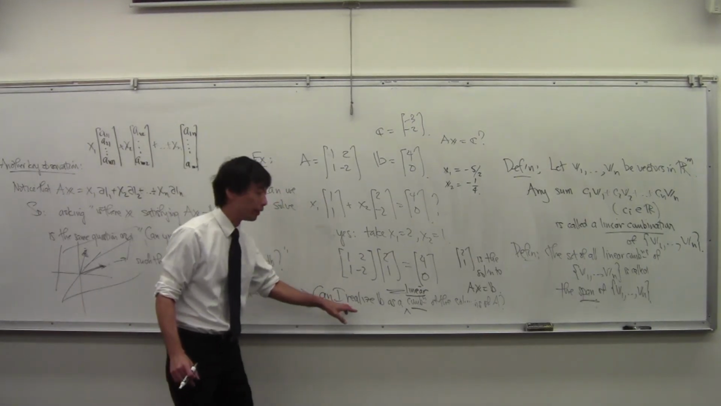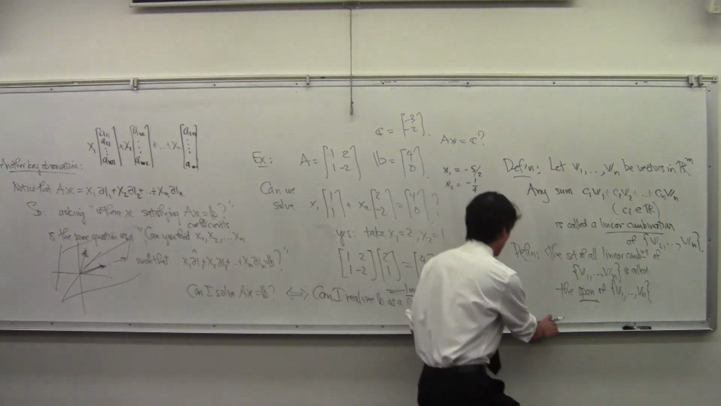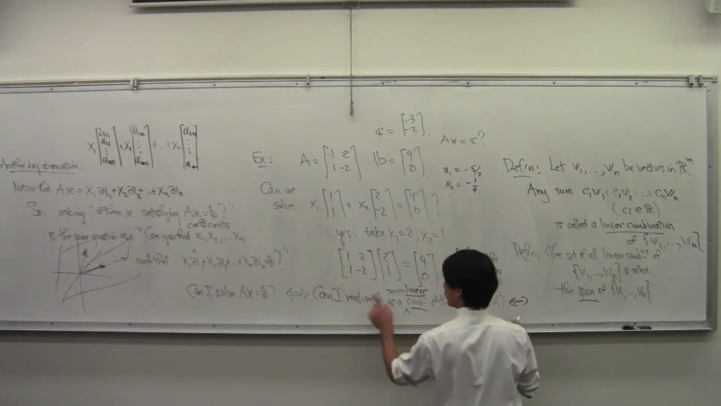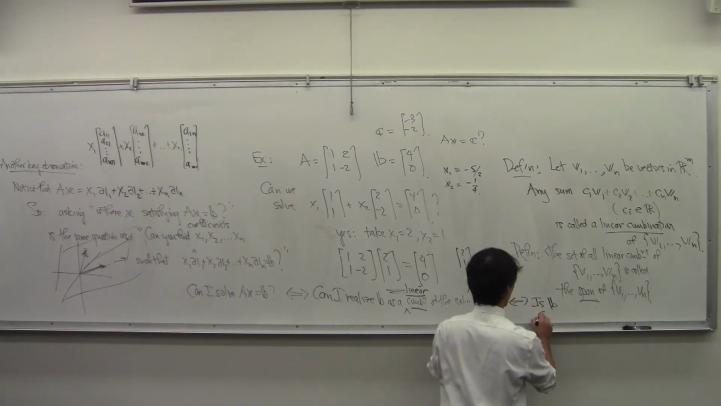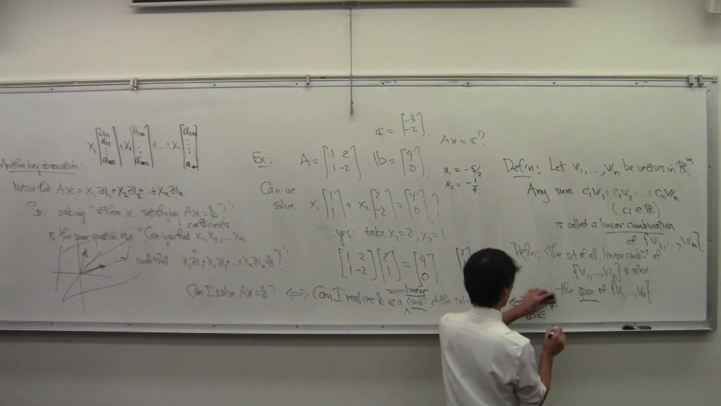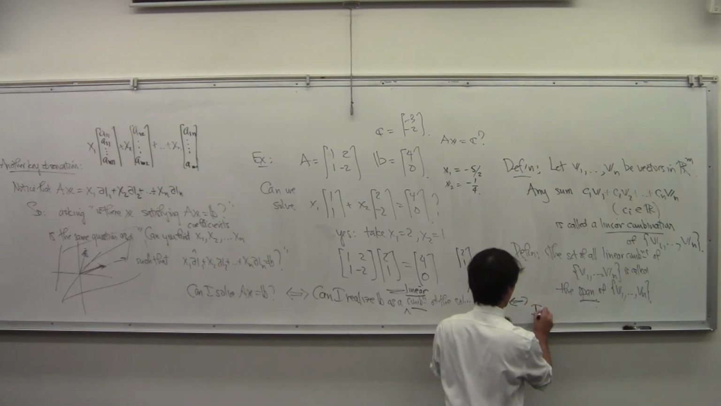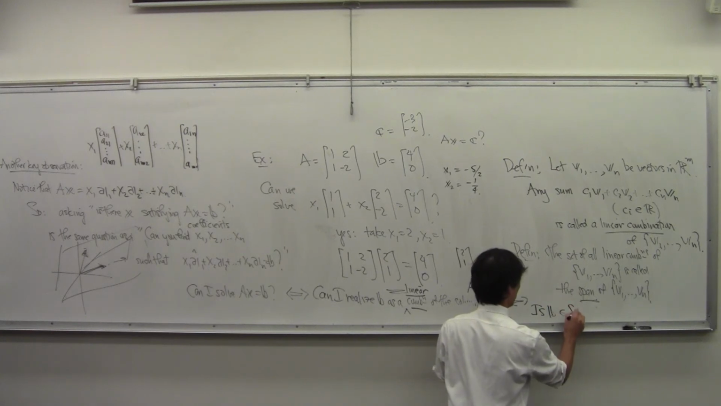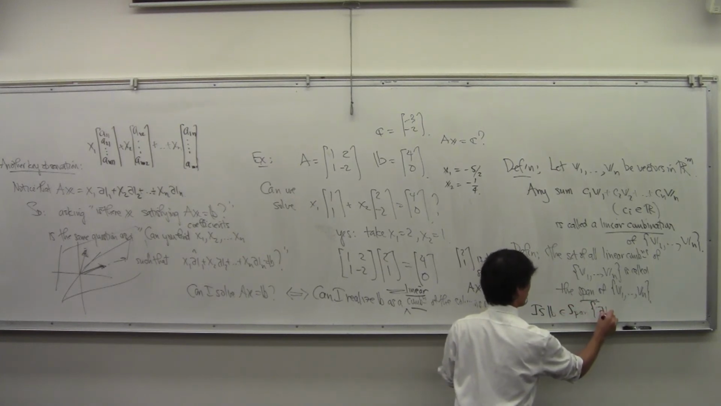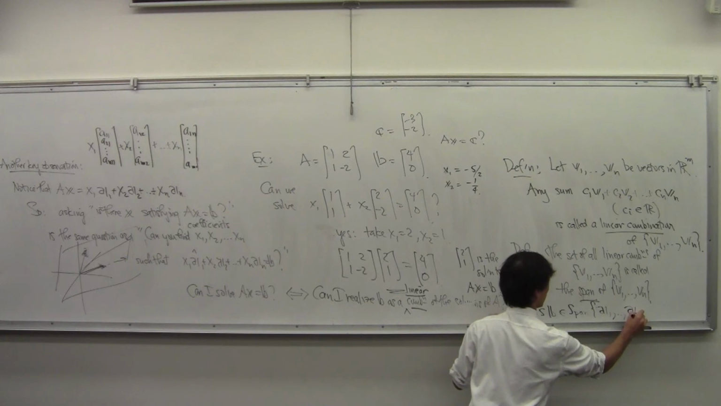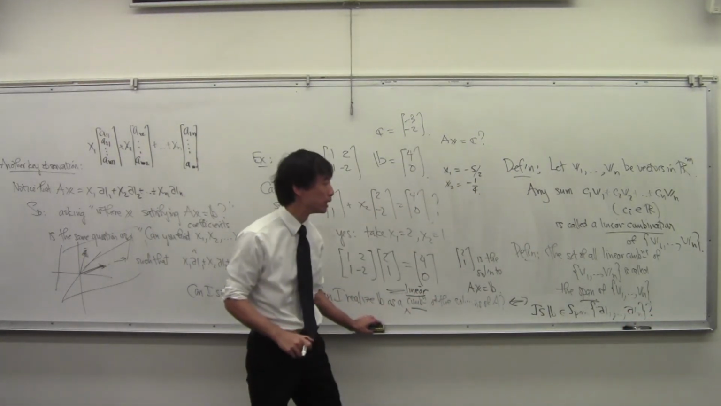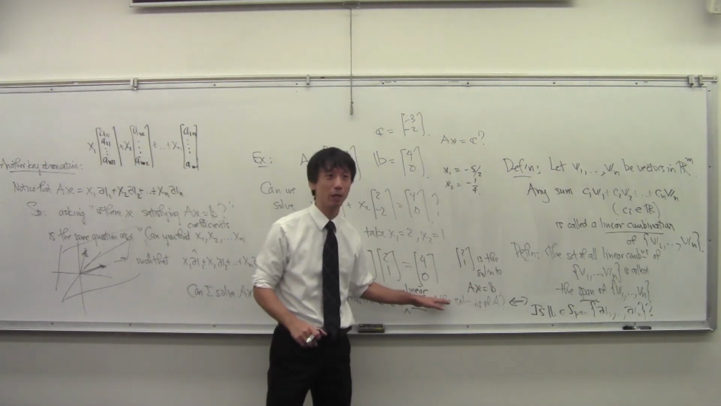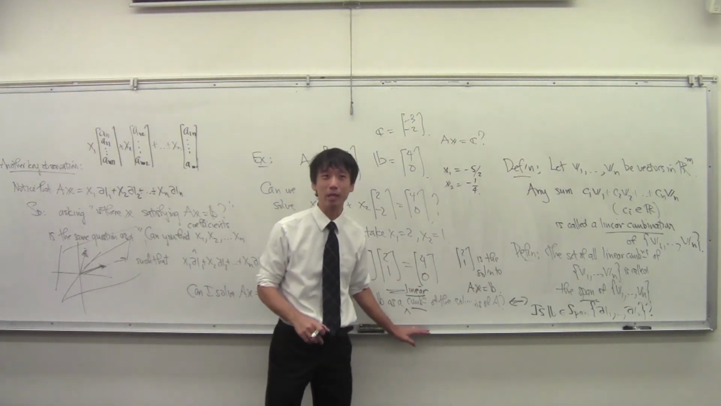And so we can rephrase this question just one last time, saying that the question is the same thing as asking, is b in the span of the column vectors of A? That's exactly the same thing. Is b a linear combination of the columns? In other words, is b in the span of the columns?